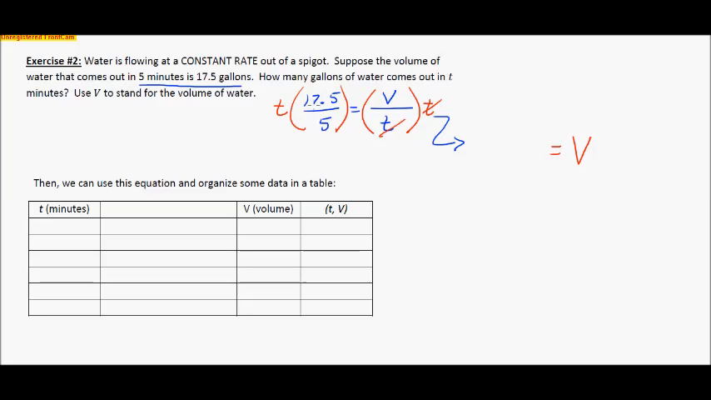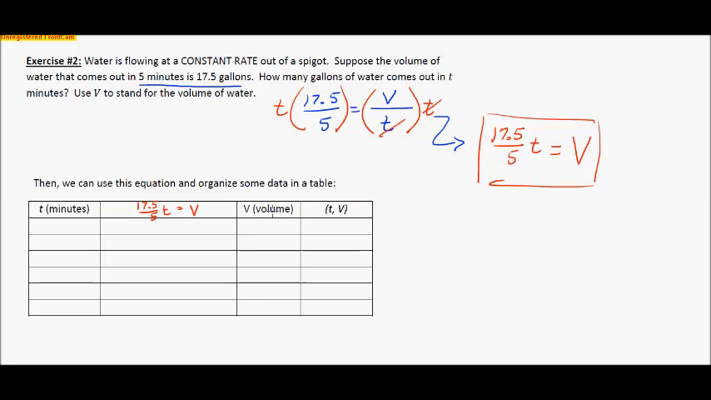And over here, again, I'm going to write it a better way. I'm going to write it as the number first and the variable second. So this is my equation that I'm going to use, and I'm going to plug that right in over here. So 17.5 over 5 times T equals V.